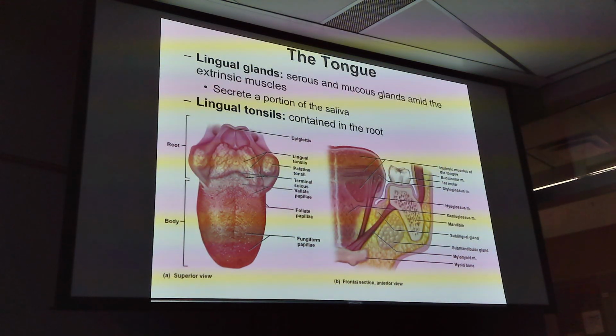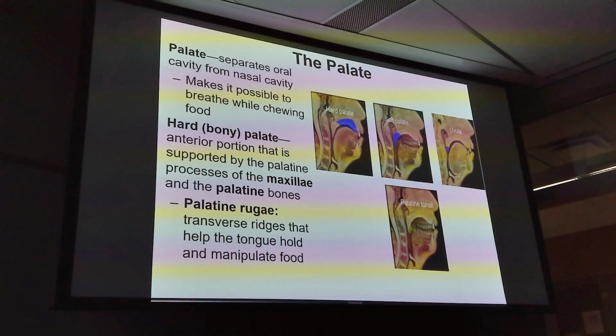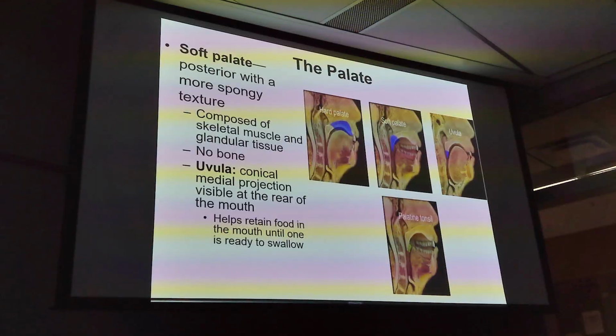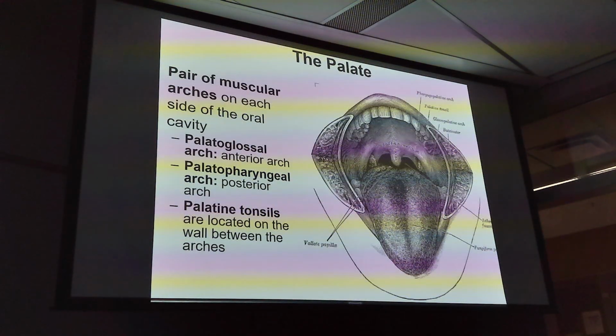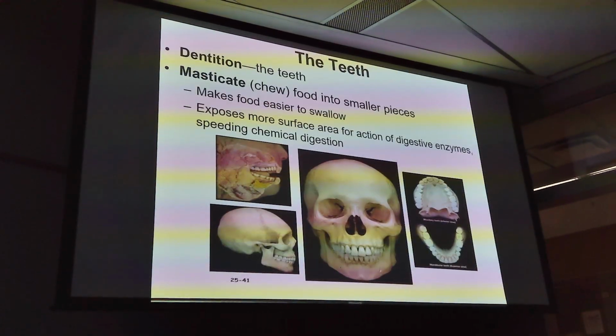Tonsils. We already went through the tonsils, the immune system. We've got a soft palate and a bony palate. Again, hard and soft palate. Go back and look at those. And tonsils, we already did the immune system. And then if you want to look at the pairs of muscular arches on the side of the oral cavity, but I don't usually quiz on this.